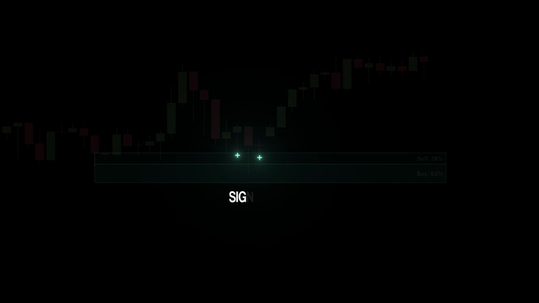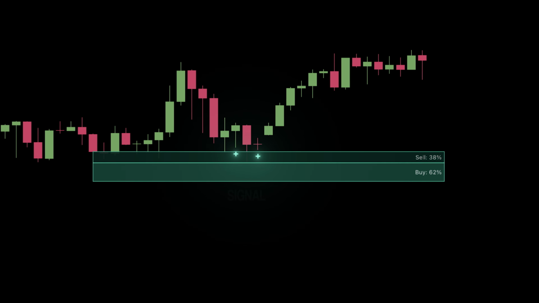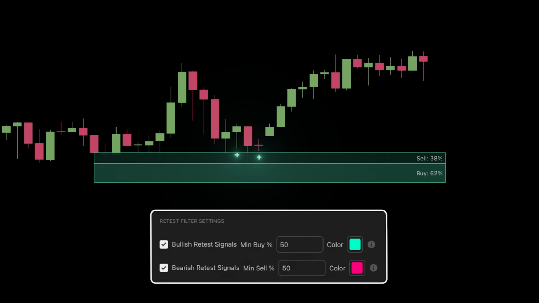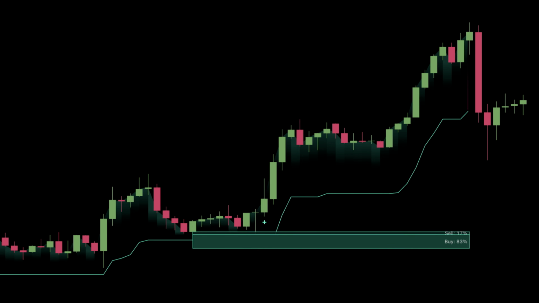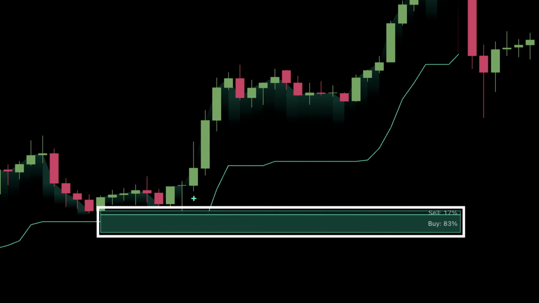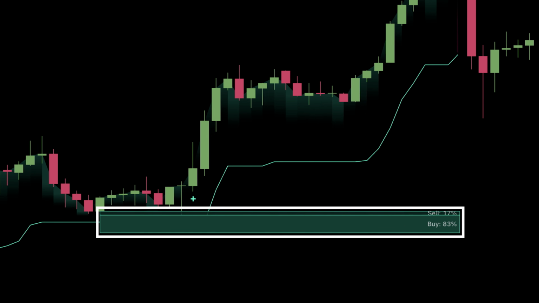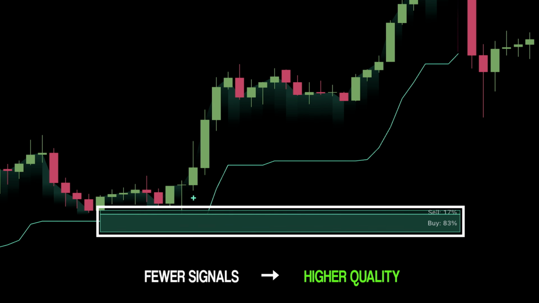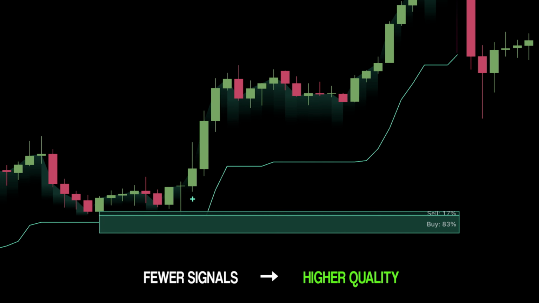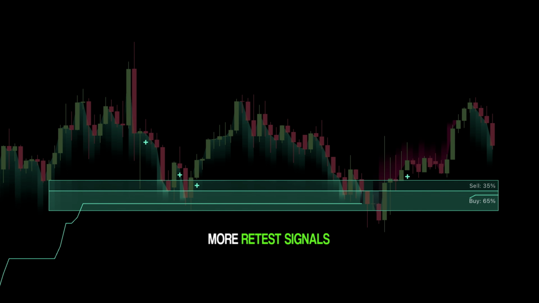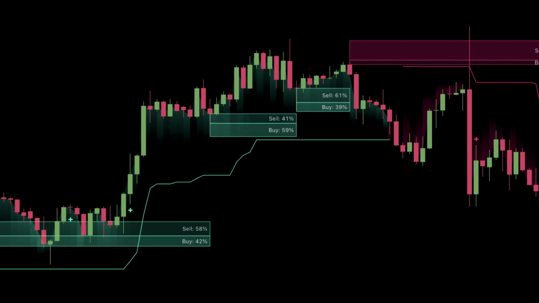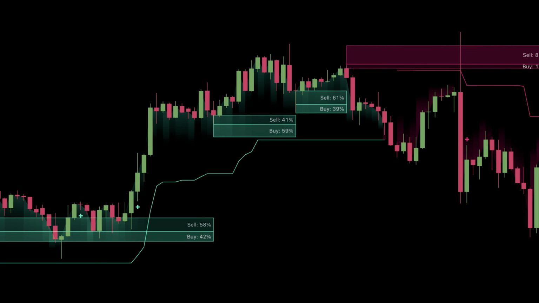Here's the trap though. The box appearing isn't the signal, it's just a zone. The actual signal, that little cross mark, only fires once the volume split inside that zone clears whatever percentage you've set here. So raise that number, and you're telling the indicator to only flag retests on zones where the volume was genuinely lopsided, one side clearly winning. In plain terms, you get fewer signals, but the ones you do get were backed by real conviction, not a coin flip. Lower it, and you'll get more retest signals firing, including on zones where the volume was close to even, which means more noise mixed in with the good stuff.